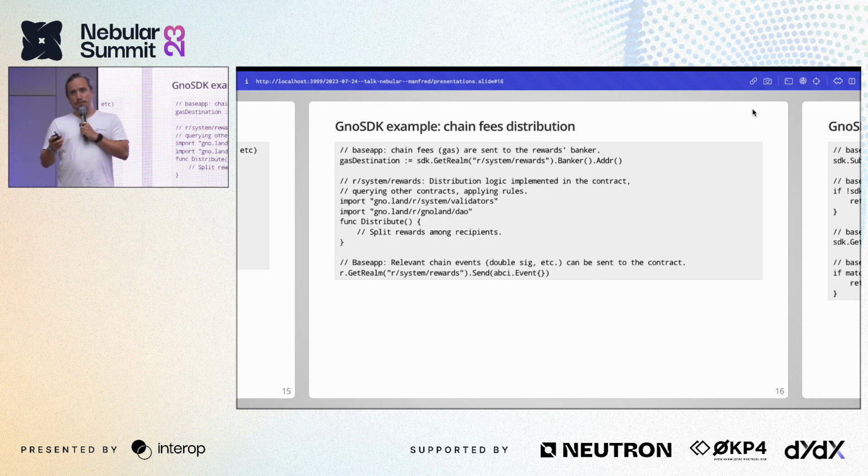For the chain fees distribution, because with proof of contribution the goal is not to have staking, but to distribute the rewards to contributors, validators, and maybe contract developers. The goal is to have the blockchain always sending all the gas fees to a banker of a module. So by default, everything is just sent, for very cheap computing power, to a banker managed by a contract. And then you can have your contract managing the logic. In the example, the contract is importing other contracts to get the current state of validators and the current DAO members, and the goal is to have the contract performing the split and sending the rewards.